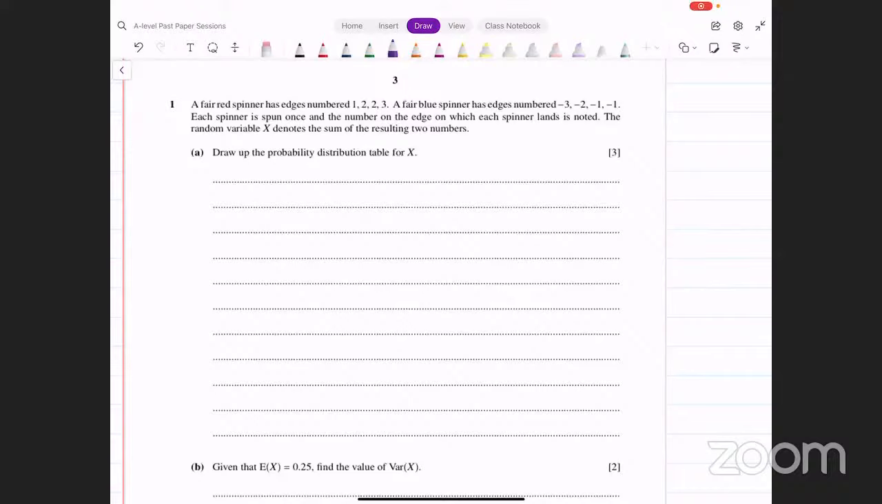Okay, so we've got these two spinners. उनके numbers लिखे हुए हैं. जो आपके number आते हैं उनको हम basically sum करते हैं, right?